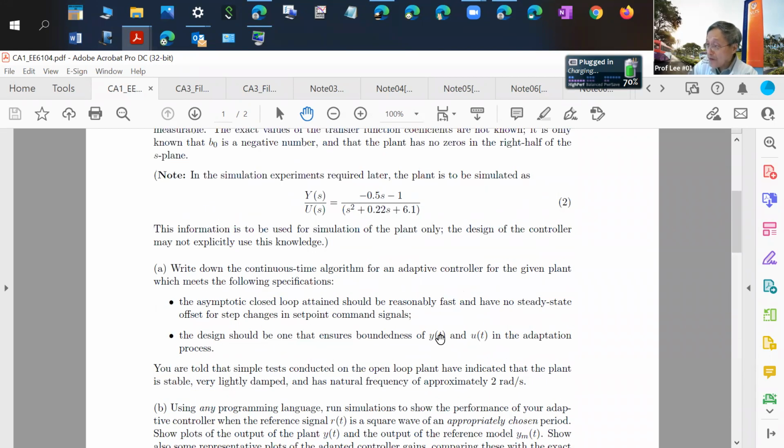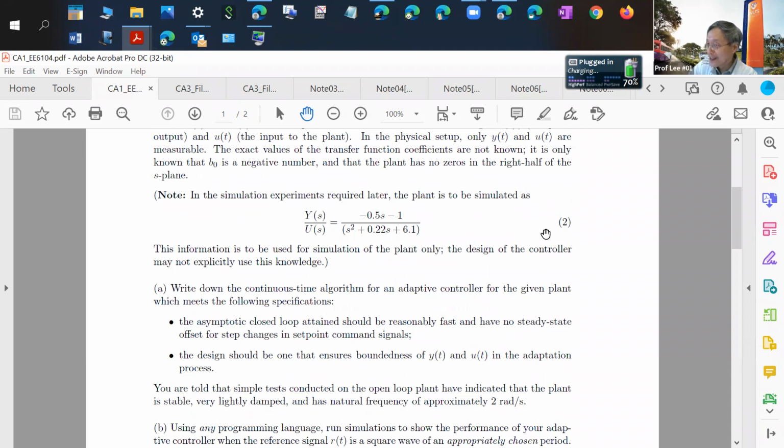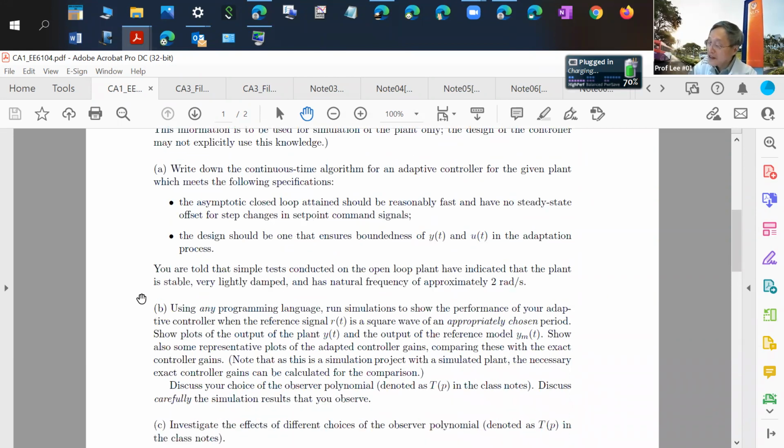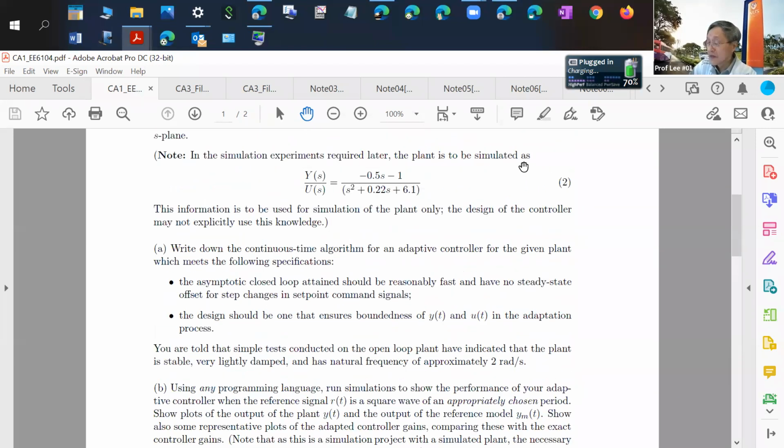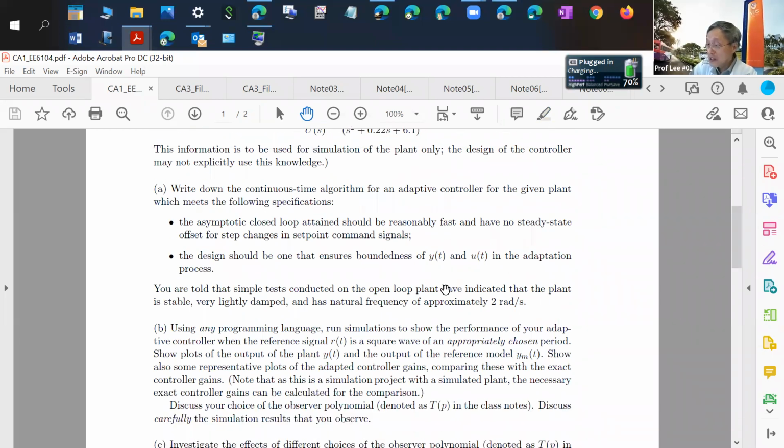Of course, in simulation, you know all of these things. But in real life, even if you were working with this, pretty much all you see is the input and output. So basically, in real life, you probably can have information like this, to say that you know the plant is actually stable, except that the damping is very, very light and the natural frequency is approximately 2 radians per second. It's not exact, but in real life, this is what you might know.